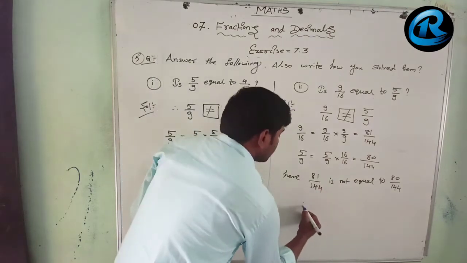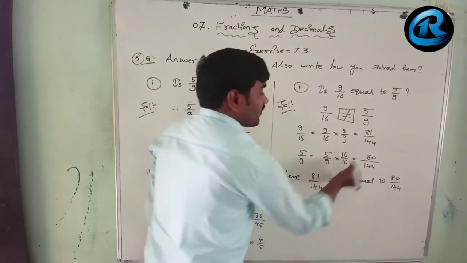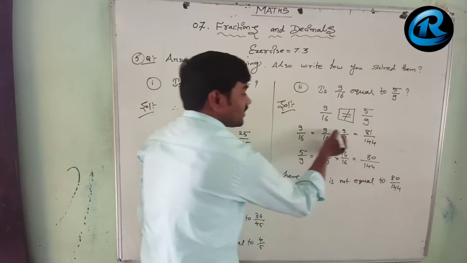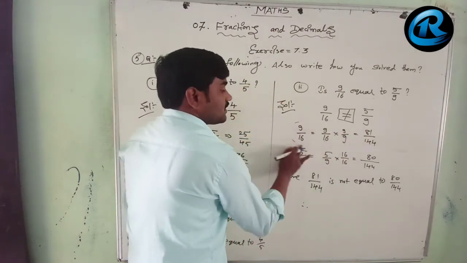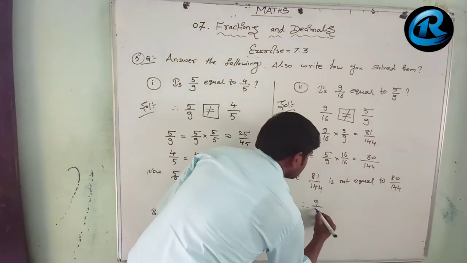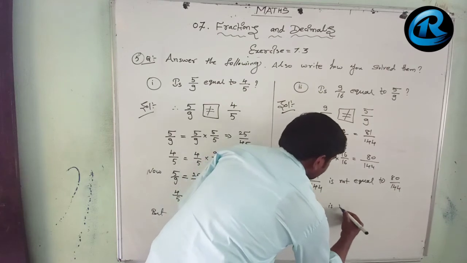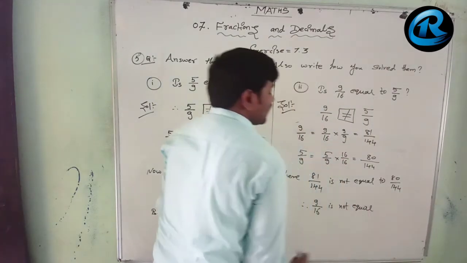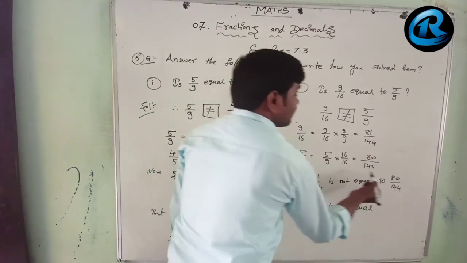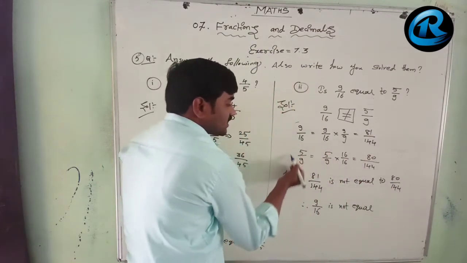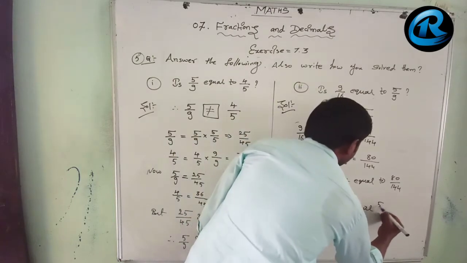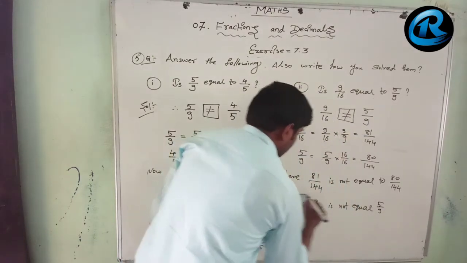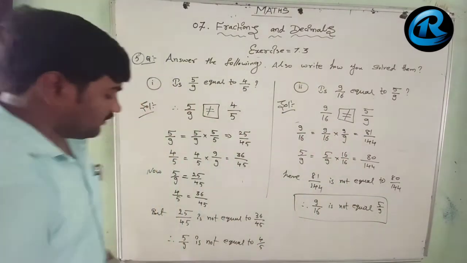So we write directly here: 81 by 144 is nothing but 9 by 16. So 9 by 16 is not equal to 80 by 144. This 80 by 144 is equal to 5 by 9. This is our answer.